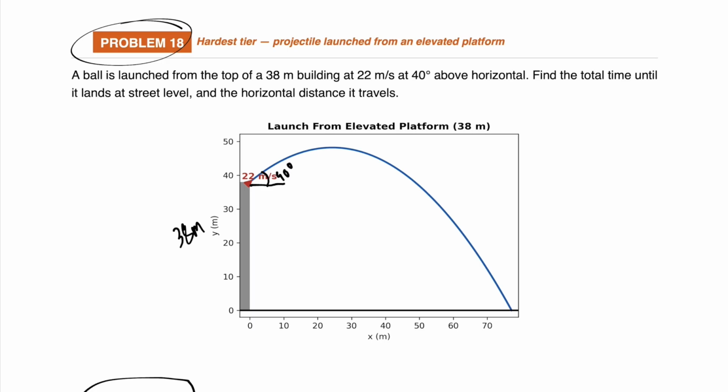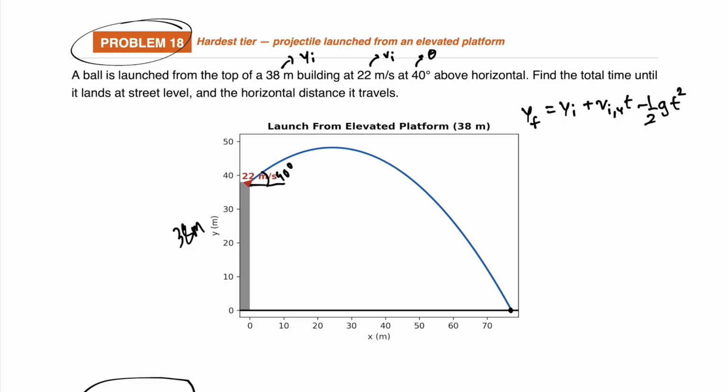So we start at 38 meters, okay? So this is my y initial. 22 meters per second is my velocity initial. Theta is 40 degrees. So if I wanted to find out when I hit 0, I could use this equation: YF is equal to YI plus VIY T plus 1/2 A T squared. Or in this case, you could just write down negative 1/2 G T squared.